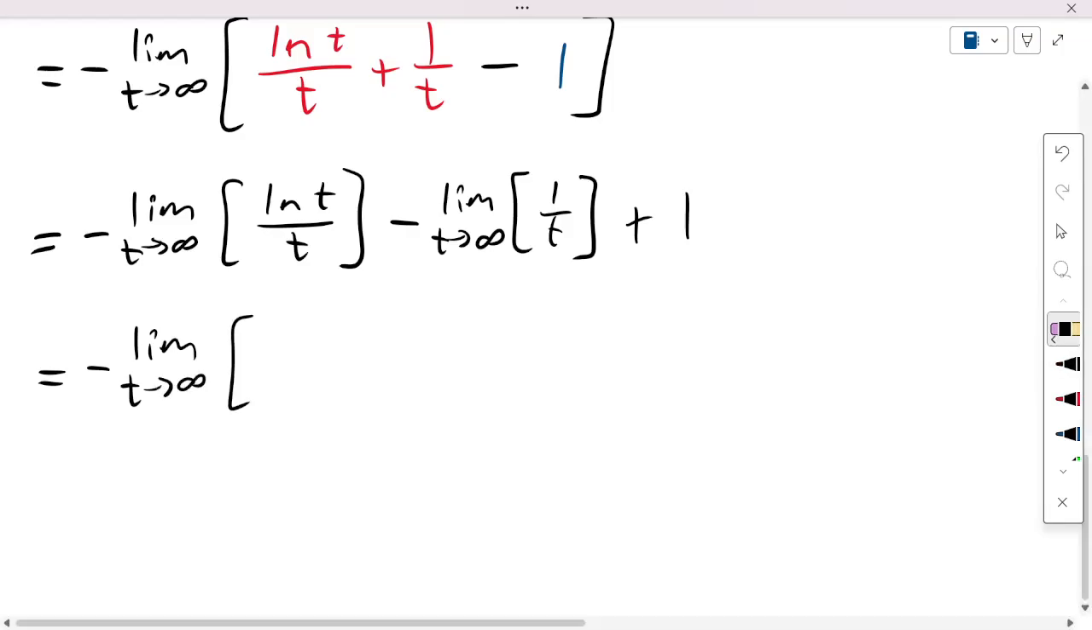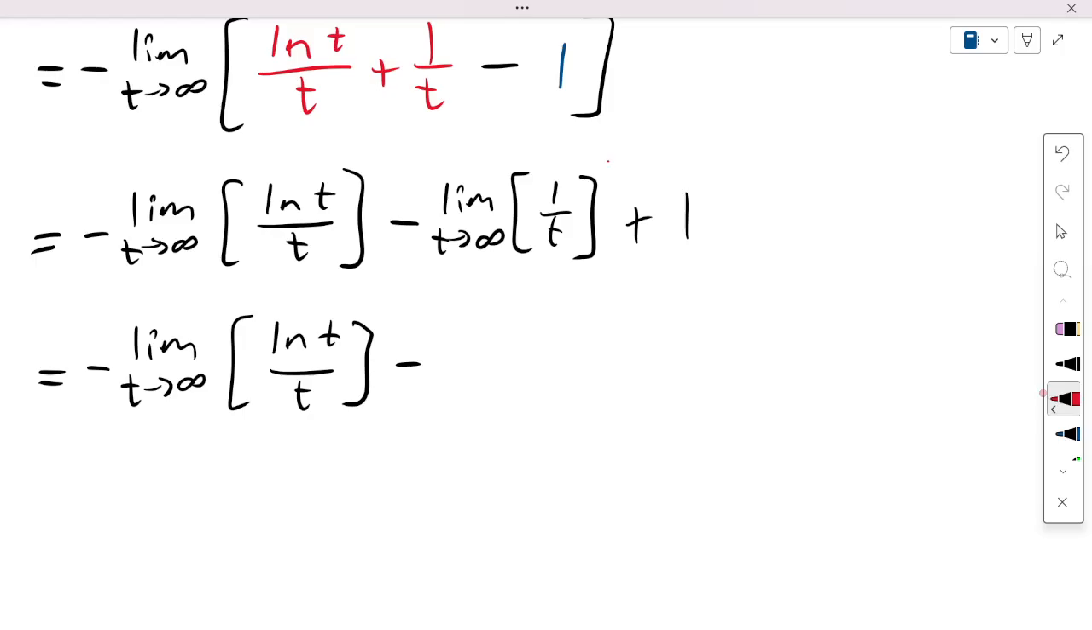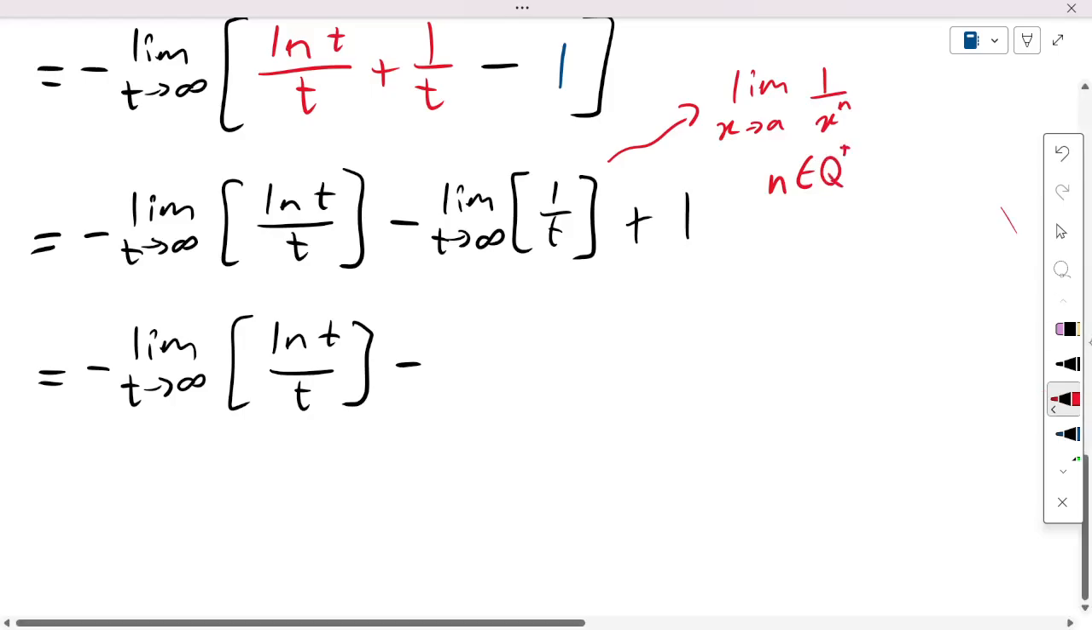So I'm going to keep this like this, over t minus. Now over here, let's just go back to some basic limits. We know that the limit as x approaches any value, let's say over there, of 1 over x to the power of n, where n is an element of the positive integers, that's what we are trying to say over here. Then therefore, this value will be equal to 0. So that's what we need to remember. That's one of our theorems, or our definitions, that we need to remember.